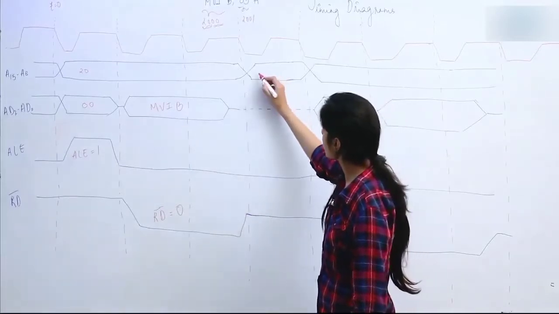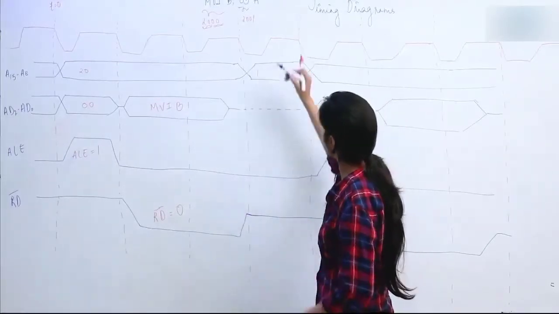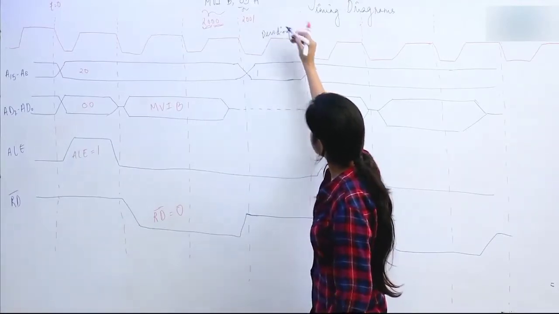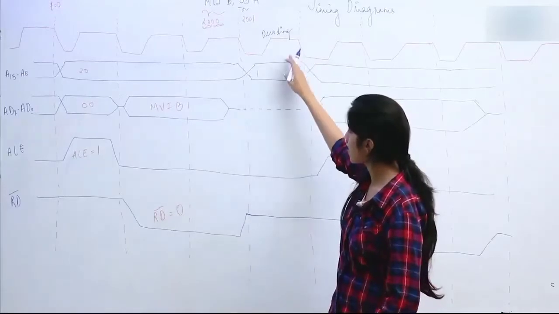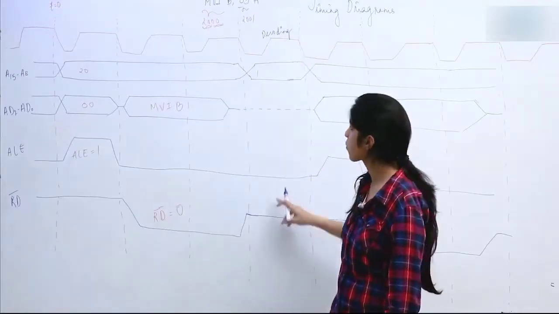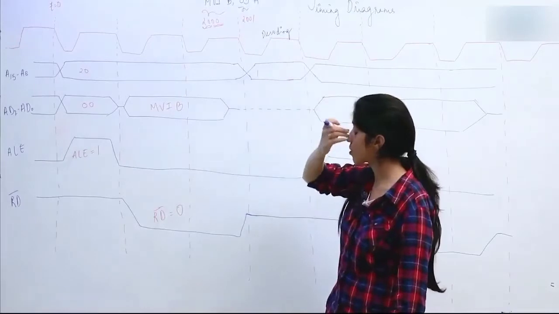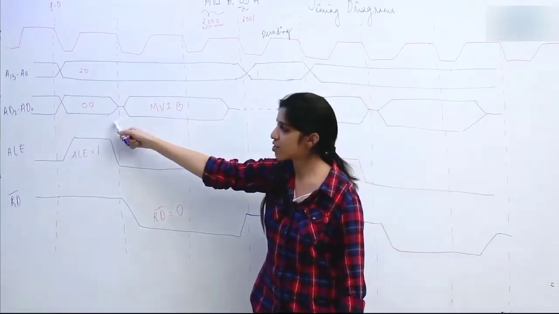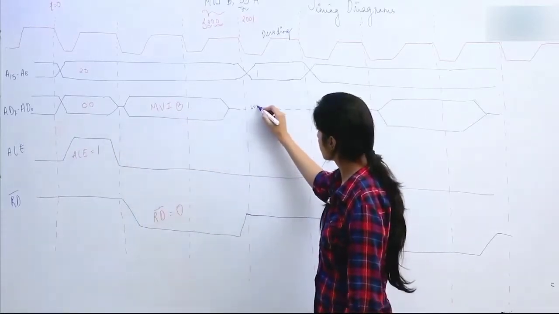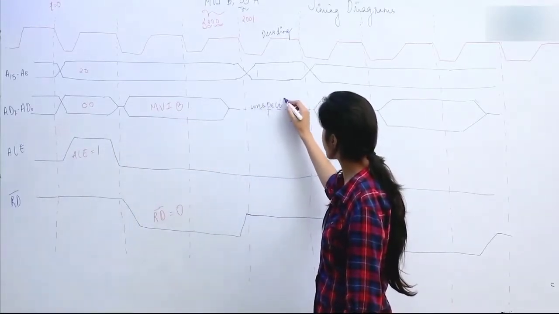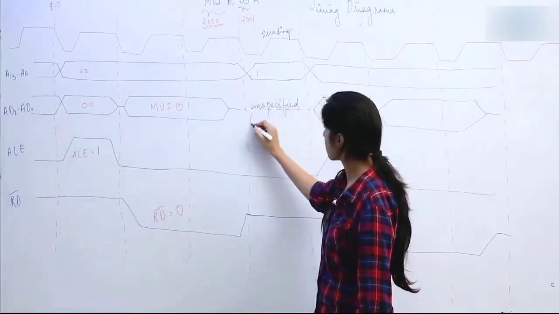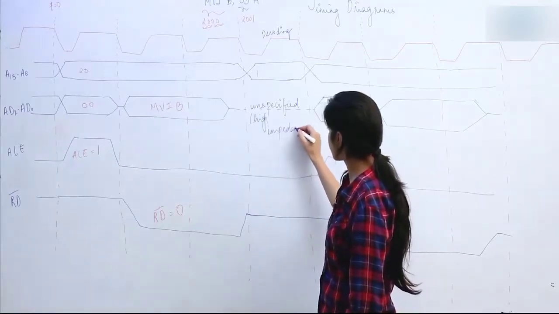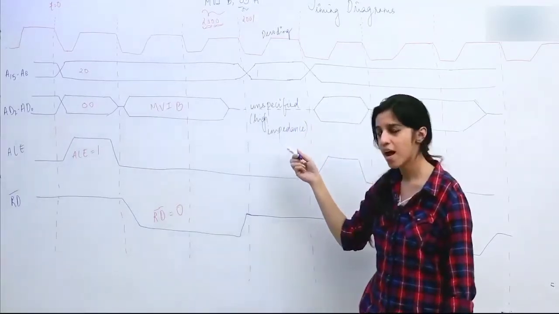Now this is the decoding cycle. Decoding of the instruction takes place in 1 clock cycle. One clock cycle is required for decoding of the instruction, where the processor interprets what instruction has been given. The address bus and data bus behave as unspecified here. This is high impedance. We do not require this bus in this clock cycle, which is why we have made it high impedance.